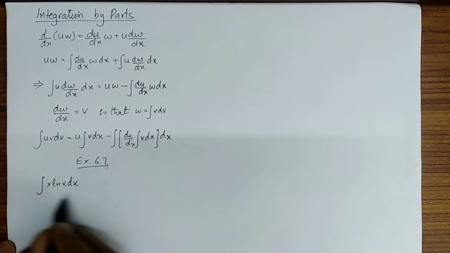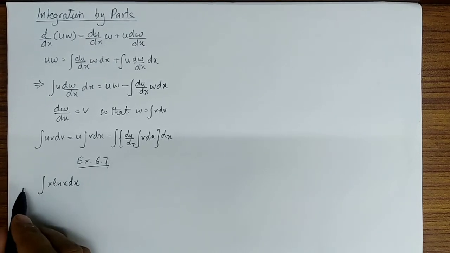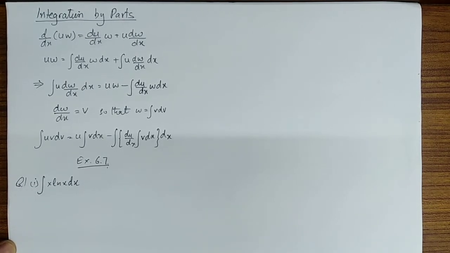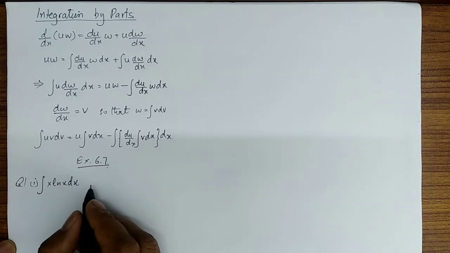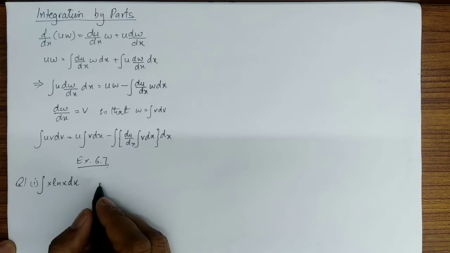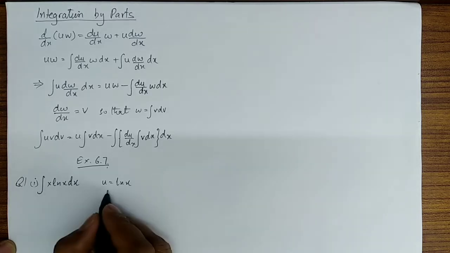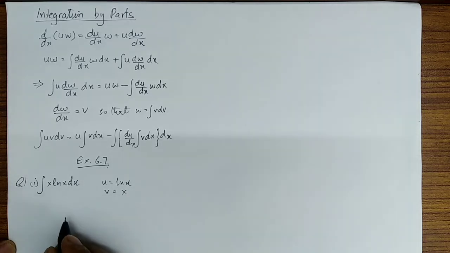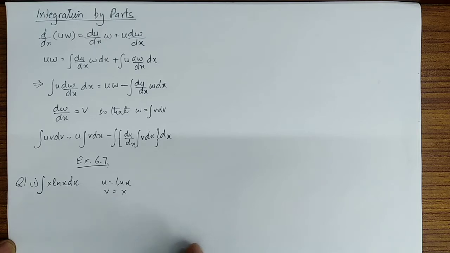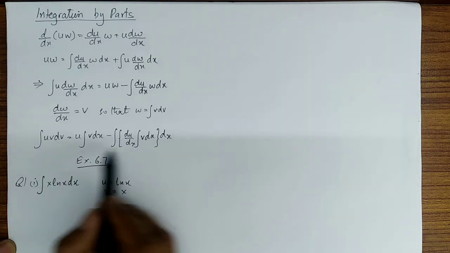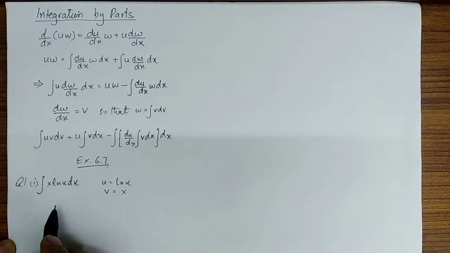So now to find the integral of this function, which is question 1, part 1 of exercise 6.7, that's a Karachi board mathematics FSc part 2. Let's take the function where u equals ln x, and take v as x, right? So to put this function into this formula, we have to find certain parts by taking the derivatives.